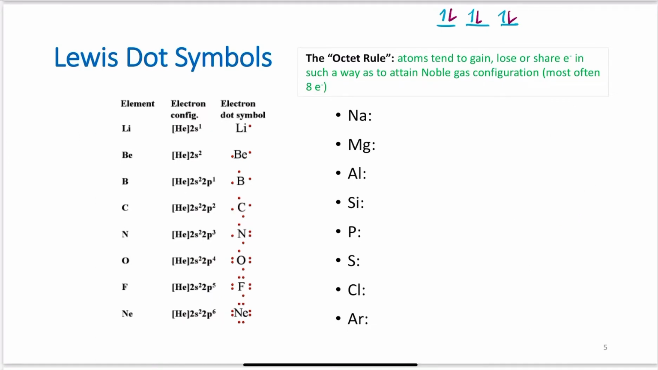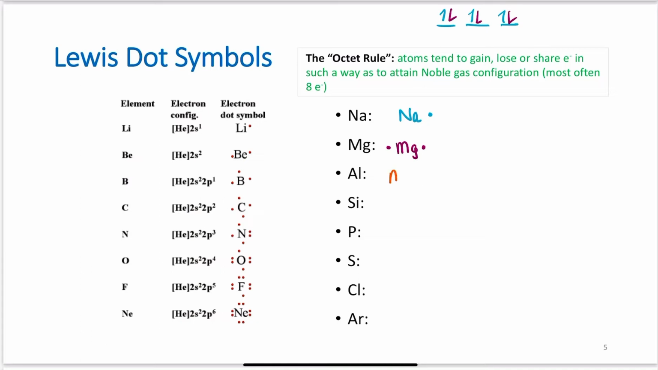So if I was to write out the Lewis dot symbol for each of these elements, sodium, 1 dot. It has 1 valence electron. Magnesium, 2 dots. I don't care if you write it like this, like this, whatever. I don't care. That part doesn't matter. What matters is that you only have 2 dots and they're not written on the same side of the magnesium.